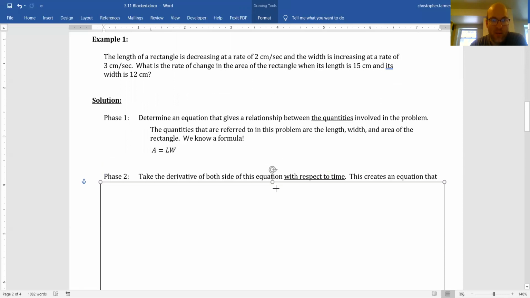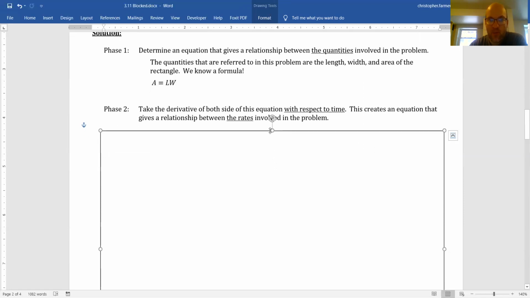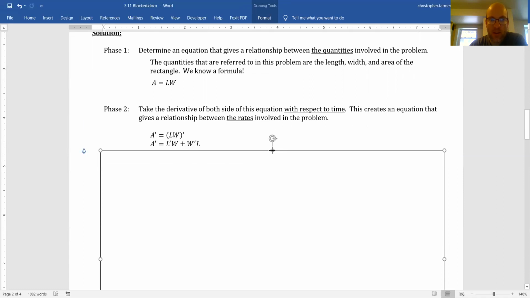Phase 2 is to just use implicit differentiation to take the derivative of both sides, again, technically with respect to time. I'm not going to write this as d over dt over and over and over to, I guess, pound it in your mind that this is with respect to time. I'm still going to use the prime apostrophe notation, but be aware that when we write a prime, we really mean the derivative of A with respect to time. L prime is the derivative of L with respect to time, so on and so forth. And so when we take the derivative of both sides, that's going to give you the relationship between the rates in the problem.